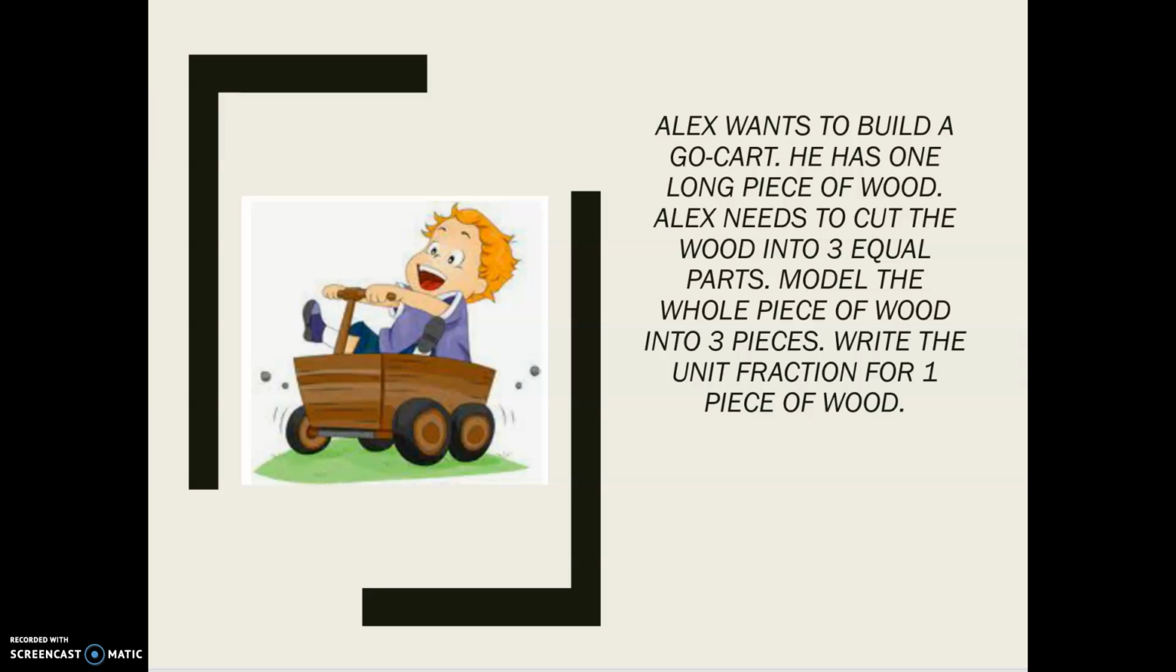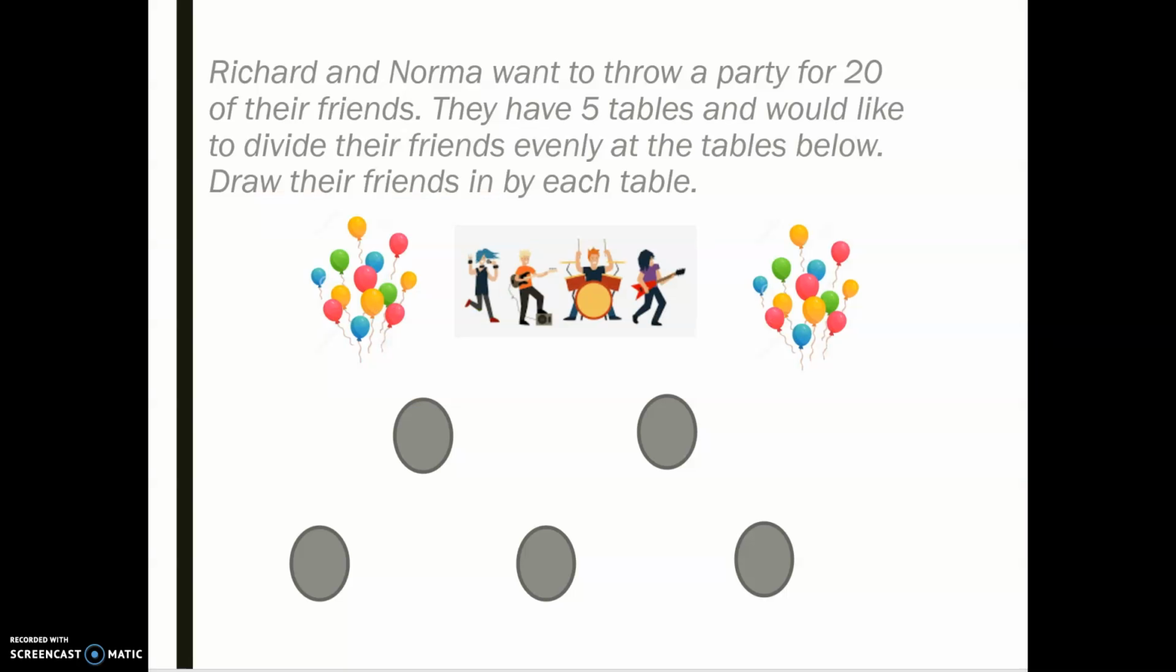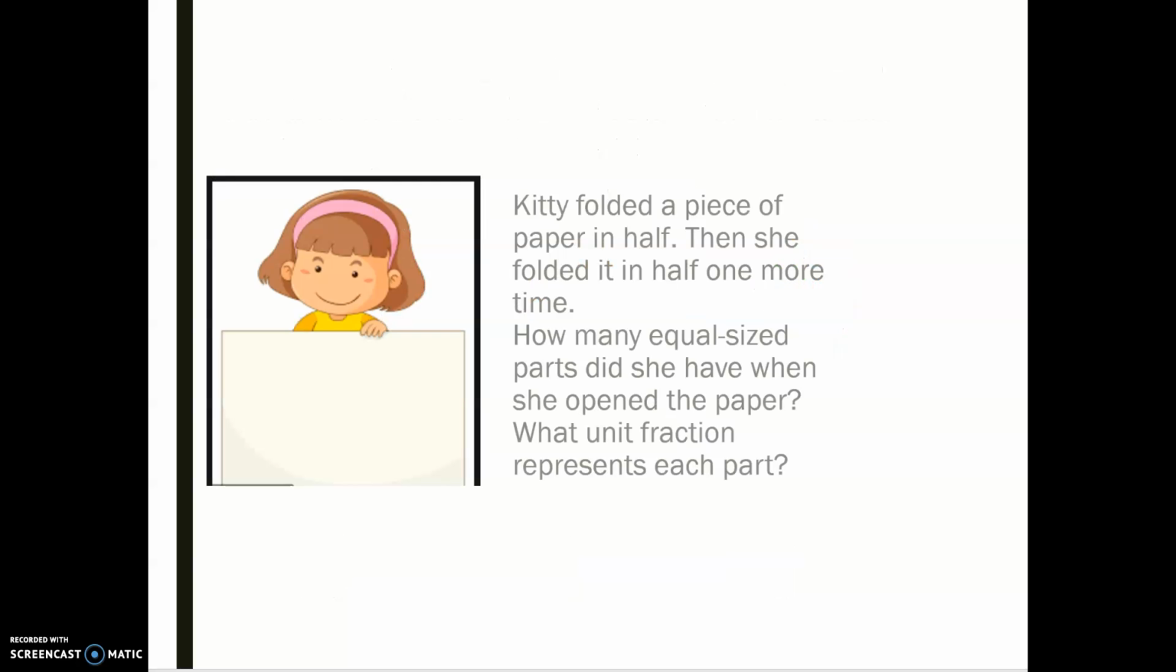And then I did the same math problems with my nephew, Jason. Okay, so let me see here. In the first word problem, it says, Richard and Norma want to throw a party for 20 of their friends. They have 5 tables and need to divide their friends evenly at the tables. How many friends would sit at each table? 4 friends. Excellent. Okay, let's go on to the next one.